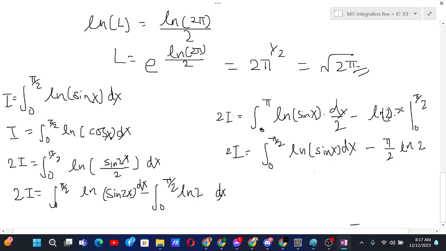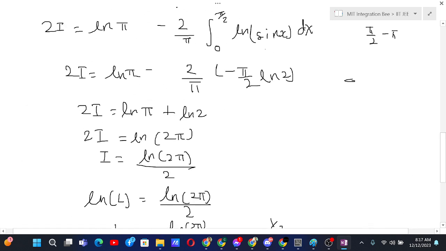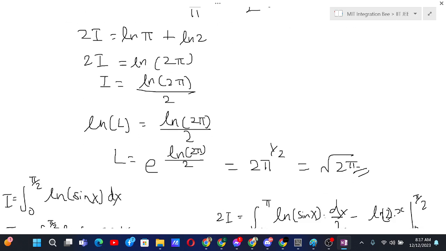Now we know that this is the original integral I, so 2I equals I minus pi by 2 ln 2. If we subtract this to the other side, we get I as minus pi by 2 ln 2. So that's why we get this integral, and it's a popular integral. We found out the answer. Now this one is also complete, and the answer is just root 2 pi.